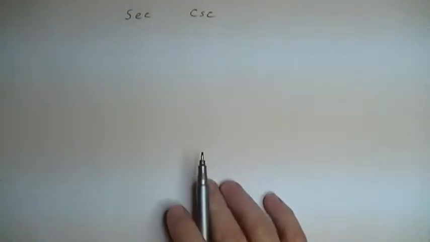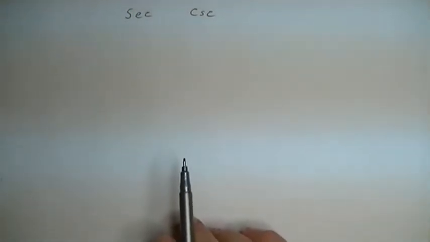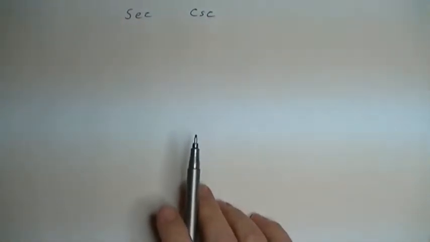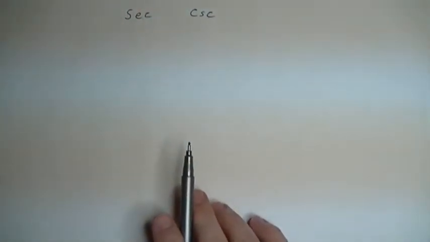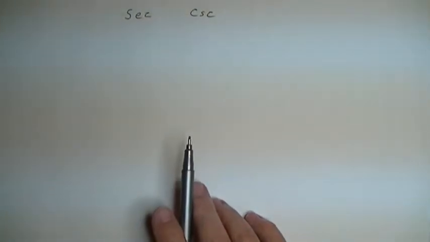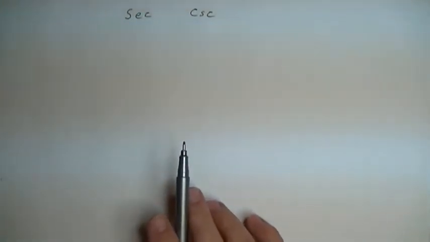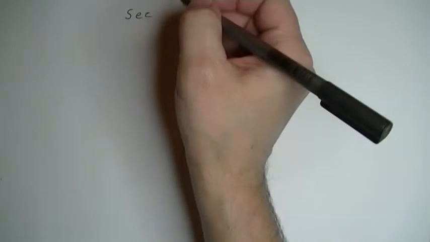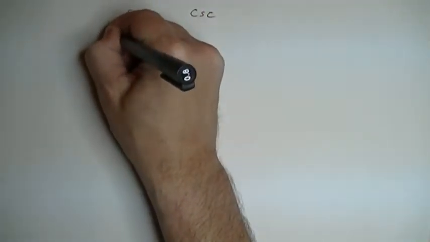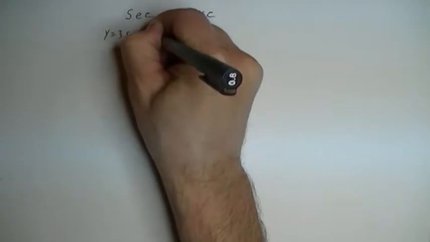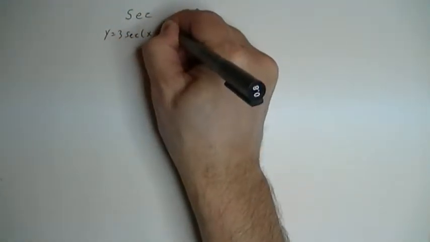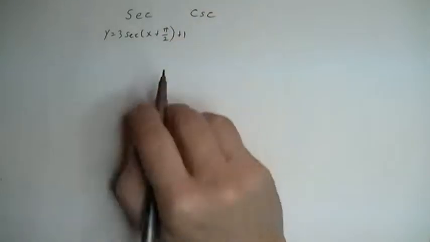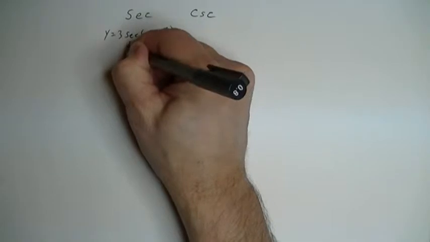Okay, so if you've watched the previous videos on graphing the sine and the cosine, and you got those down, adding skills for doing the secant and the cosecant are a piece of cake. And what I would highly recommend is that if you're graphing a secant, and it's y equals 3 secant x plus something like this, what I would do is just pretend for the moment that it's a cosine.